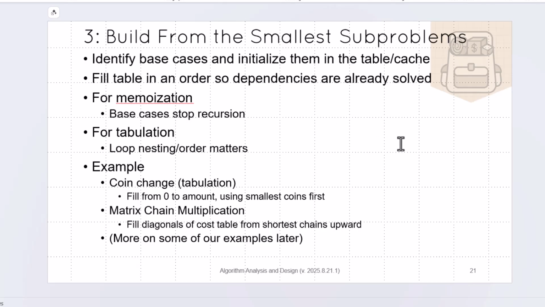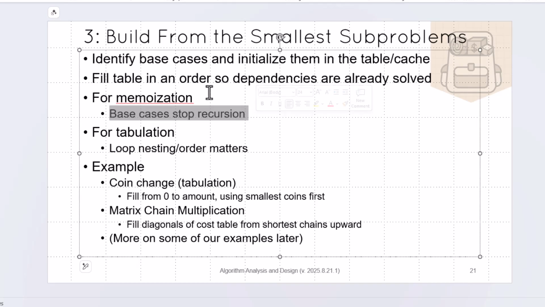What about the third major step in developing dynamic programming algorithms? Build from smallest subproblems. So we identify the base cases and initialize them in the table or cache, fill the table in an order so dependencies are already solved. And for memoization, we would have base cases stop the recursion. And for tabulation, the loop nesting in order is what matters. An example would be the coin change problem, using tabulation, you could fill from 0 to the amount using the smallest coins first.